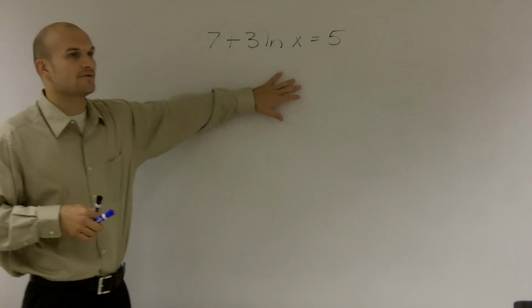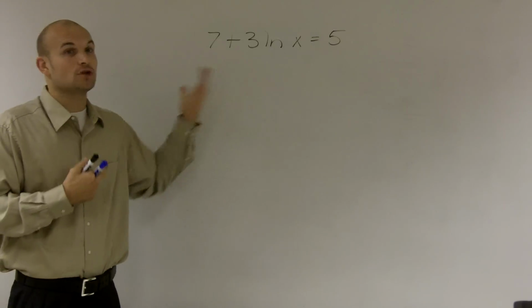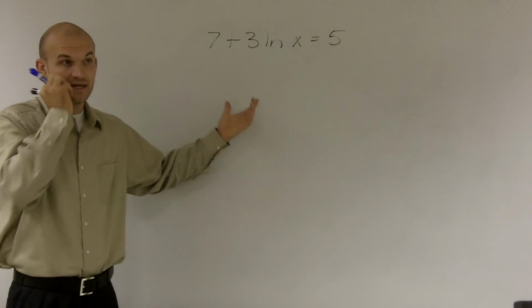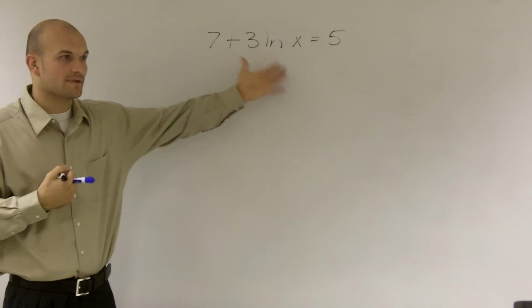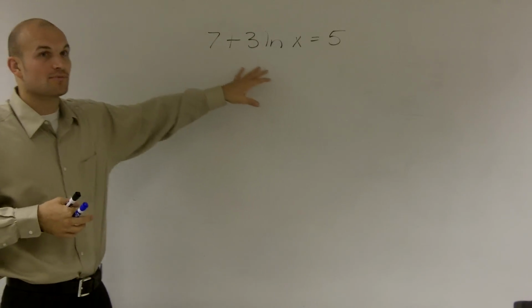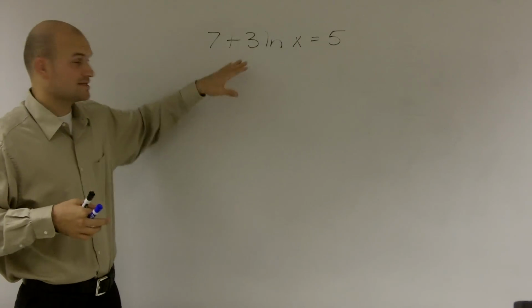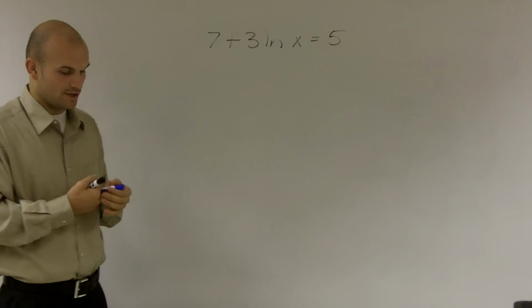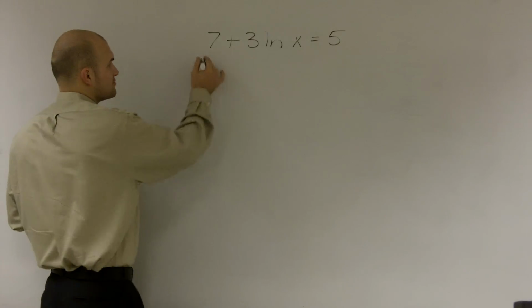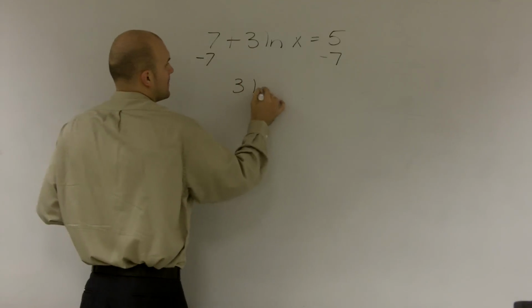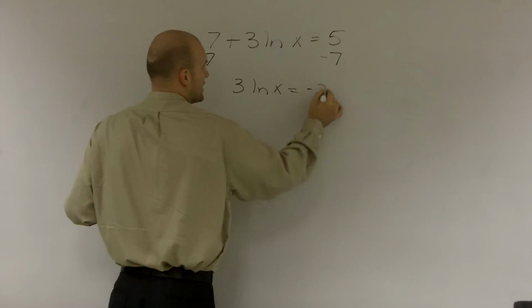Alright, so for this problem right here, if you have a logarithmic equation, what we need to do is try to get rid of the log. We don't want to evaluate our log. So the first thing I'm going to do is put this in logarithmic form. This is not in logarithmic form. I have the 7 here, and I have the 3. So I'm going to subtract the 7 on both sides. There I have 3 ln of x equals -2.